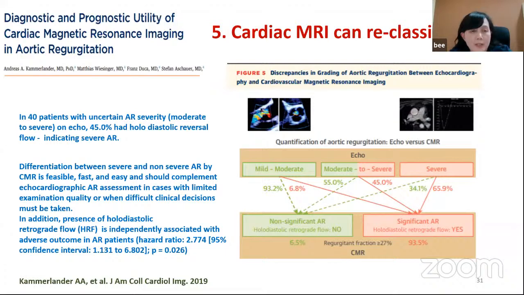In this paper, of 40 patients having moderate to severe aortic regurgitation on echo, nearly 50% were found to have severe aortic regurgitation on MRI by the presence of holodiastolic retrograde flow seen in the descending aorta. On the other hand, 34% of patients having severe aortic regurgitation on echo were found to have non-severe aortic regurgitation when MRI was done. So essentially, cardiac MRI can reclassify the severity of aortic regurgitation. It is fast, feasible and easy to do. However, it's not available in all centers, and CMR can complement echocardiographic AR assessment in cases where the echo examination is suboptimal or when difficult clinical decisions need to be taken. And the presence of holodiastolic retrograde flow seen in the descending aorta was shown to be associated with an increased risk of adverse outcome in patients having severe aortic regurgitation.